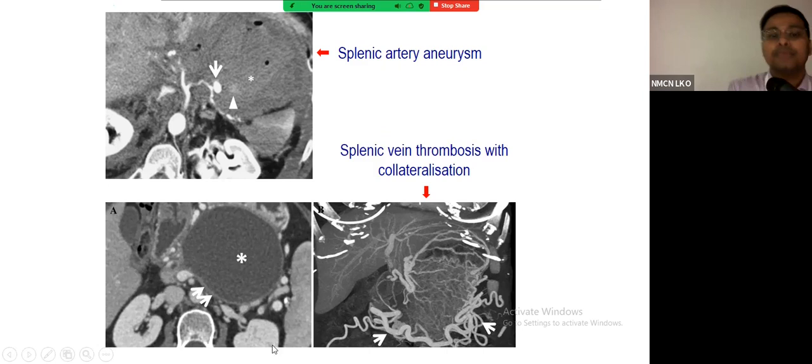I talked previously about other complications due to pancreatitis. The splenic artery and splenic vein lie very close to the pancreas, so with inflammation there can be splenic artery aneurysm. It can present with hemosuccus pancreaticus also, which gives rise to life-threatening bleeding. There can be splenic vein thrombosis, giving rise to collateralization and left-sided or sinistral portal hypertension.